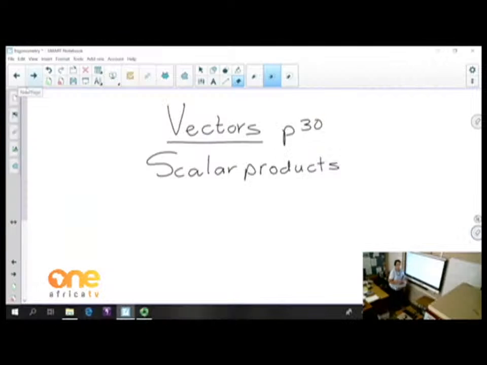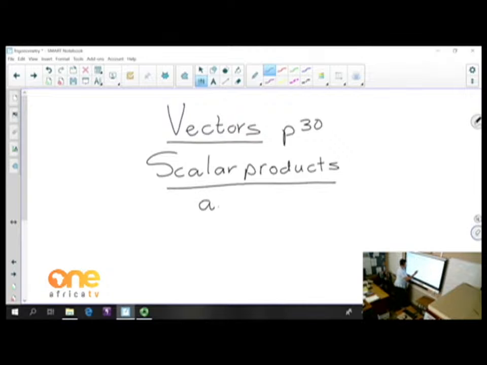Good morning, grade 12s. This is the second session on vectors. Today we're looking on page 30 out of the textbook, and we're specifically looking at scalar products. What is the meaning of scalar products? Now, scalar product is basically A dot B. We read it as A dot B.